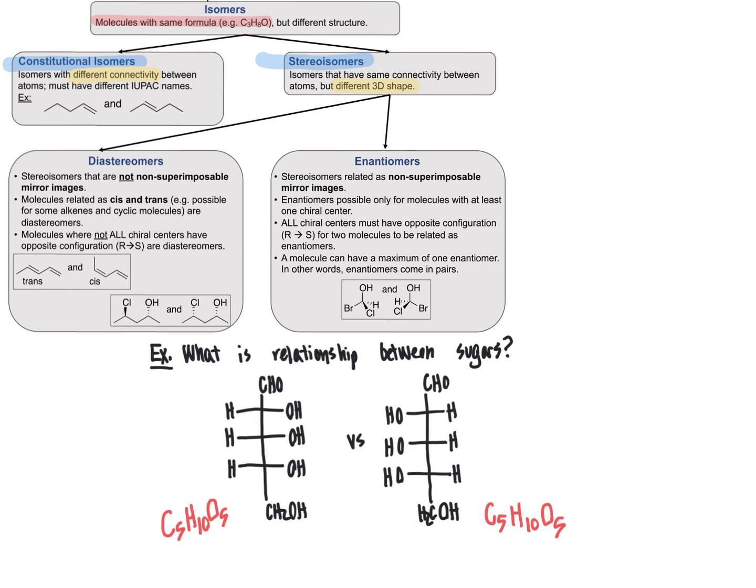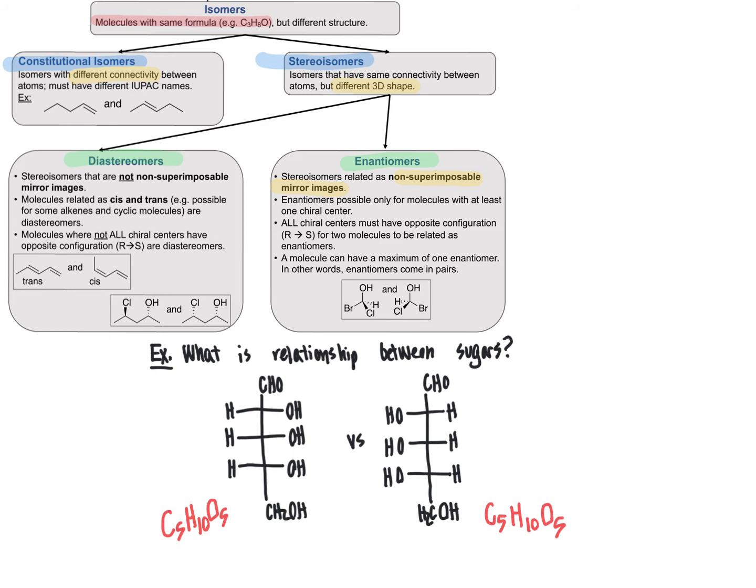Now within the bucket of stereoisomers, we take that a step further down the chain here to delineate whether molecules are related as so-called enantiomers or as diastereomers. Enantiomers are going to be molecules that are non-superimposable mirror images, like your left and right hand.